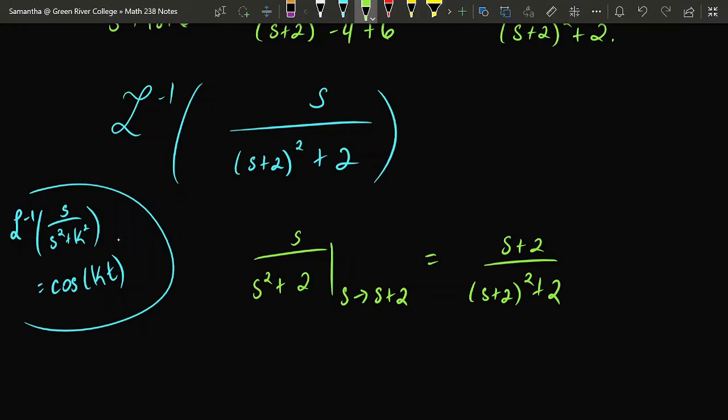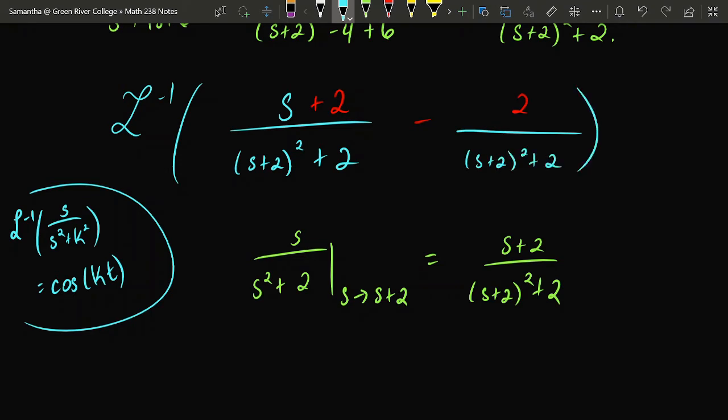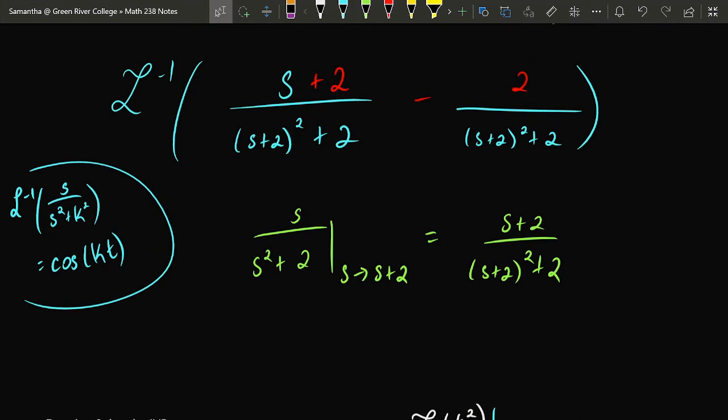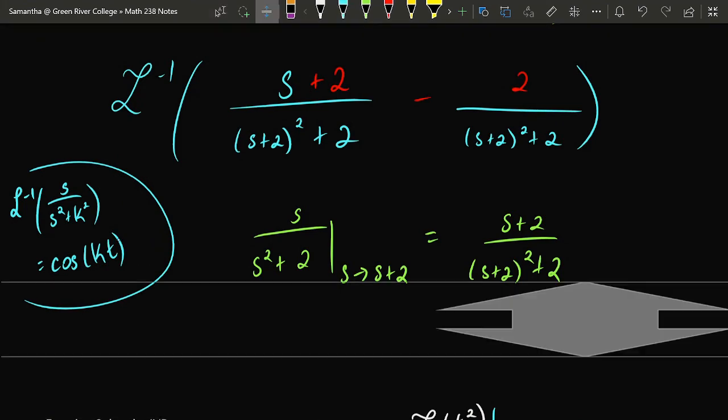So to fix that, I'm going to make a quick adjustment. I'm going to take that s and then I'm going to add a 2 to it. But the price that I need to pay when I add a 2 is I need to subtract a 2, minus 2 over the same denominator. That way this is equal to what I started with. So now I can take the inverse Laplace transform of these two functions.